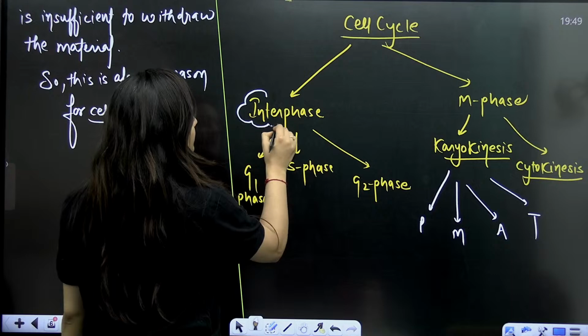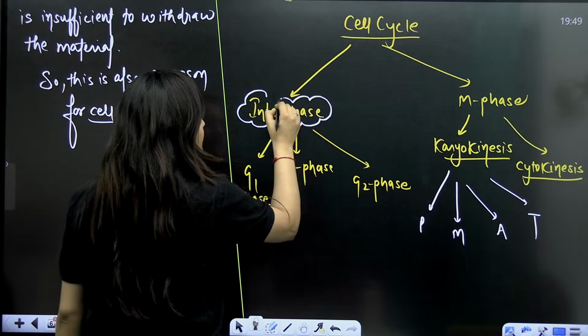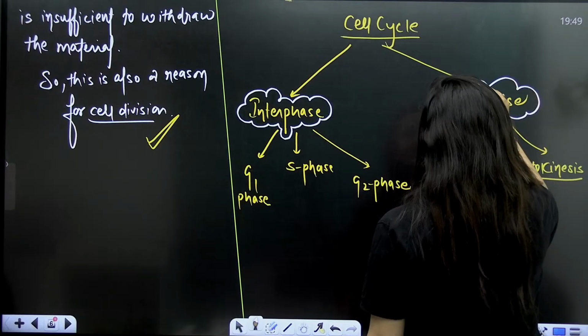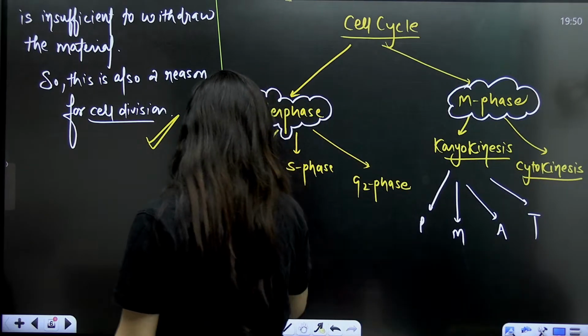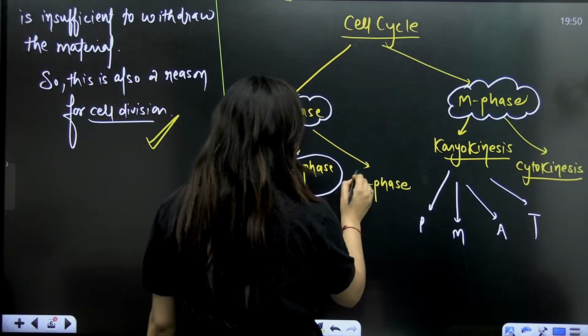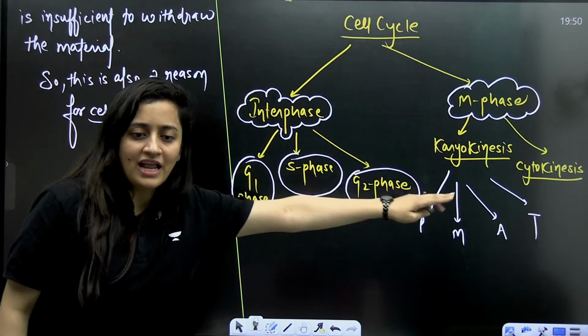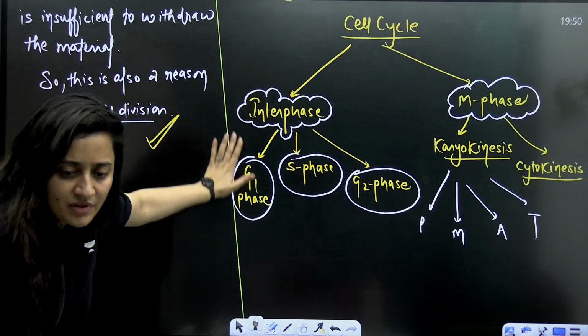So we will discuss the interphase. We will discuss the M phase, right? In the M phase also, as I said, karyokinesis and cytokinesis. Here, beta, we will have G1 phase, S phase, and G2 phase. Here, we will have PMAT. And there, we will have the cytokinesis. So that is something we have to discuss.